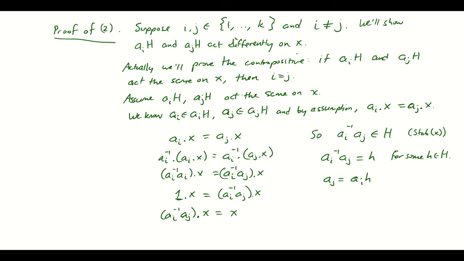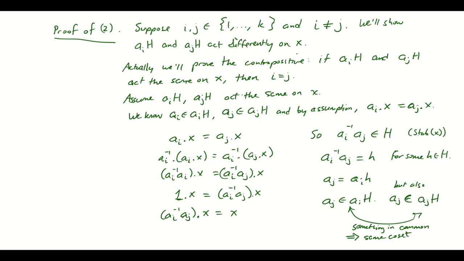But wait, what does that mean? If AJ is equal to AI times an element of H, that means AJ belongs to AI H, belongs to that coset. But wait a minute, AJ also belongs to AJH, because each element belongs to its own coset. So these two have something in common. They both have AJ. And one thing we know is if two cosets have something in common, that means they intersect. They're not disjoint. That means they are the same coset exactly.